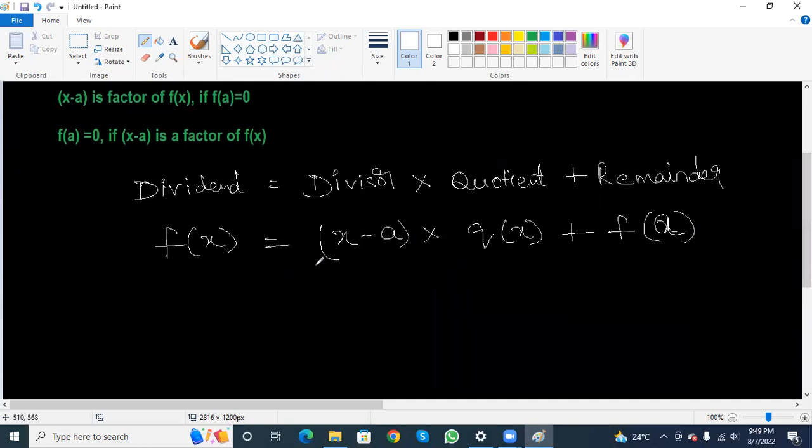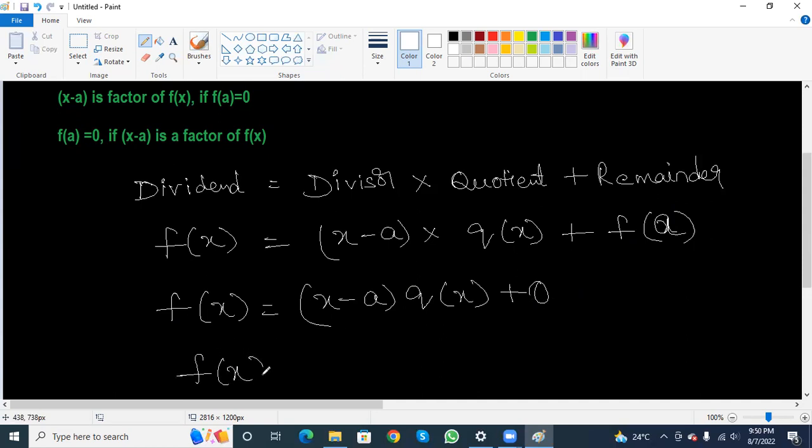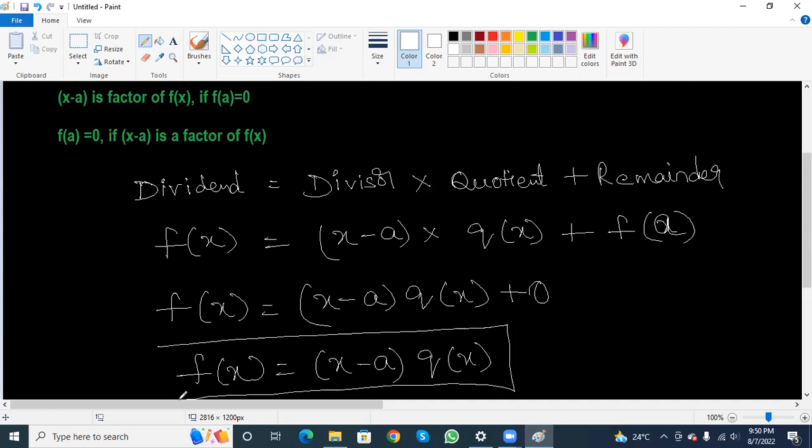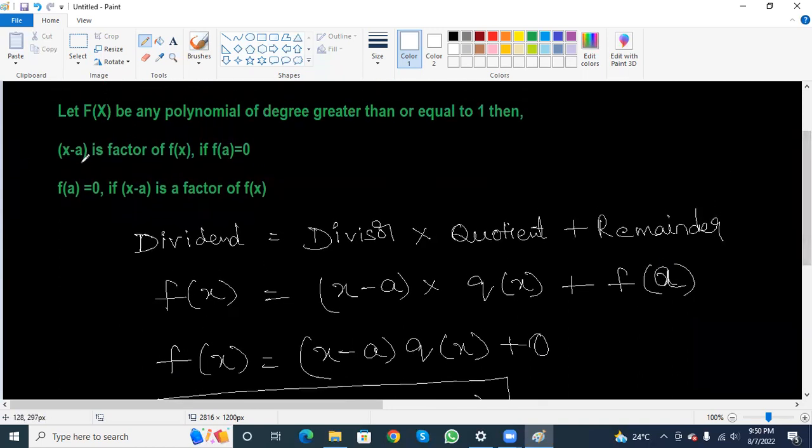So when x minus a is a factor of the given polynomial, whenever your remainder is 0, that means f of x is equal to x minus a times q of x plus 0. Here the remainder will become 0. That means f of x is equal to x minus a times q of x. Whenever your remainder is 0, then x minus a is a factor of the given polynomial. That is what is given in the above statement.